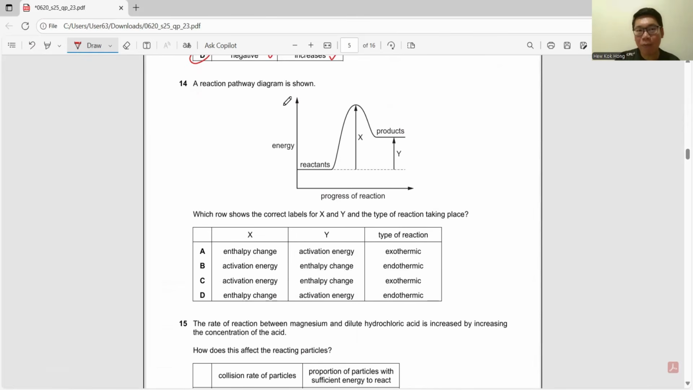14. A reaction pathway diagram is shown. Which row shows the correct label of X and Y, and the type of the reaction taking place? So this is not exo, this is endo, because the energy level of the product is higher. And then just now we already know from reactant to product is enthalpy change. And then from the reactant to the maximum of the energy is actually activation energy. So answer is B. 15.